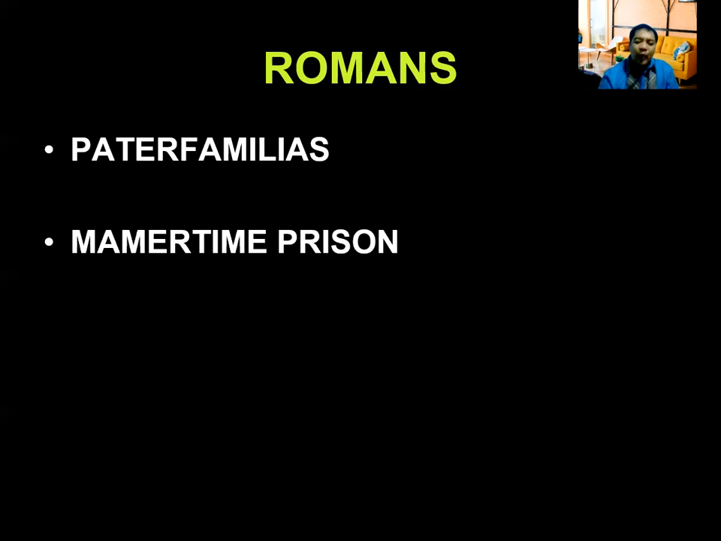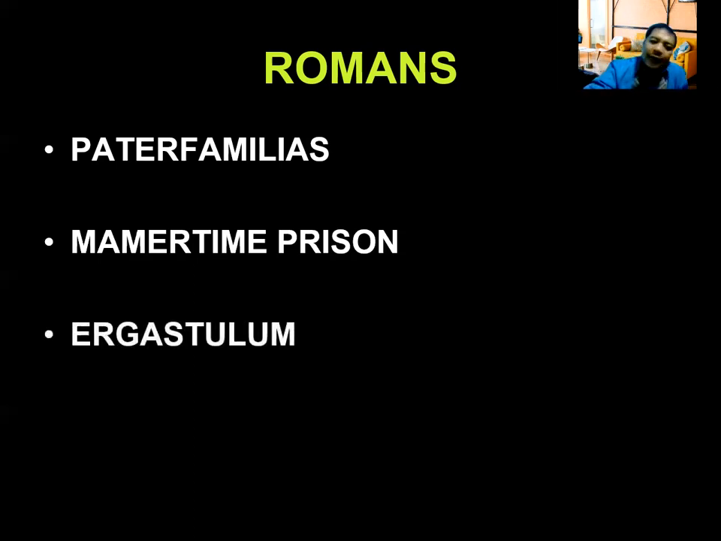And then, of course, we also have there the ergastulum. This is another prison. However, this type of prison is very different from that of the Mamertine prison. In the Mamertine prison, what is being confined here are criminals. Whereas in Ergastulum, what were confined here were slaves. To the Romans, there are only two types of people in the world. If you are not a Roman, then definitely you must be a slave.